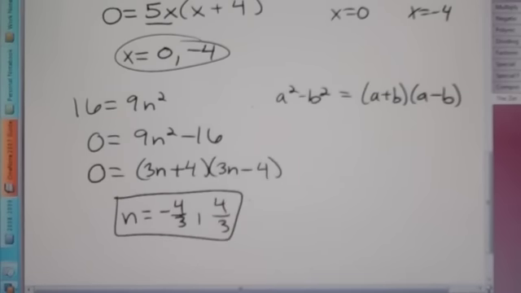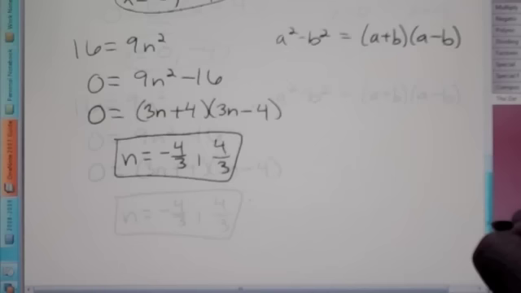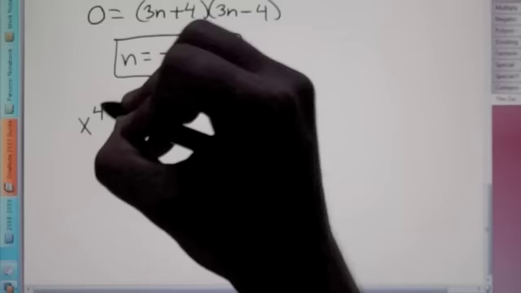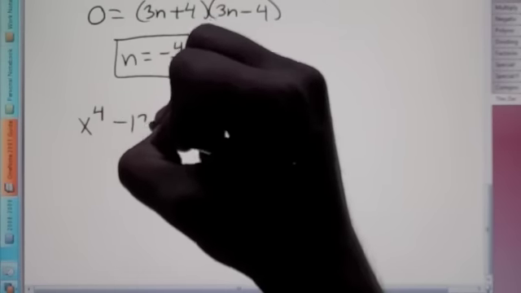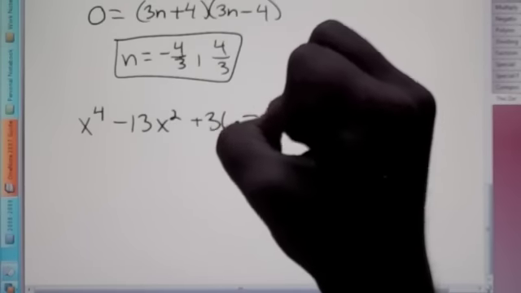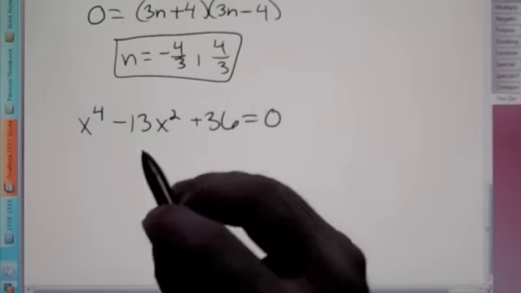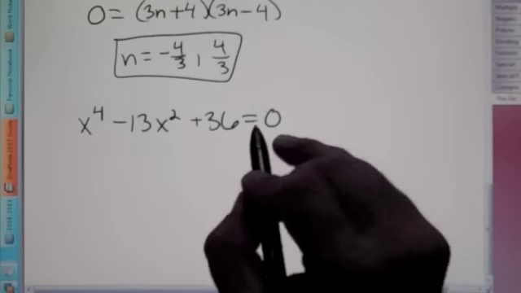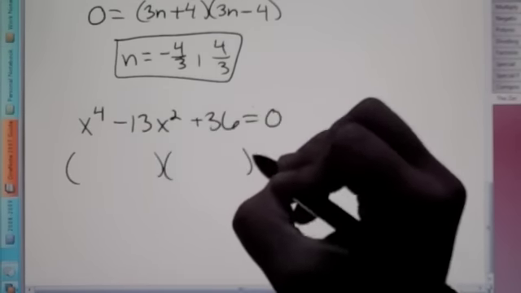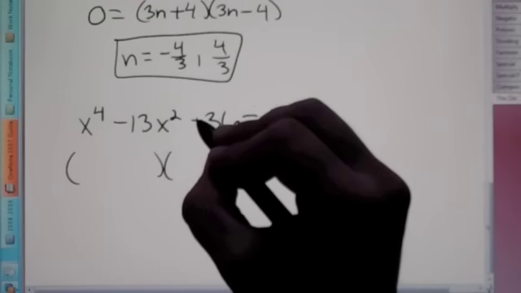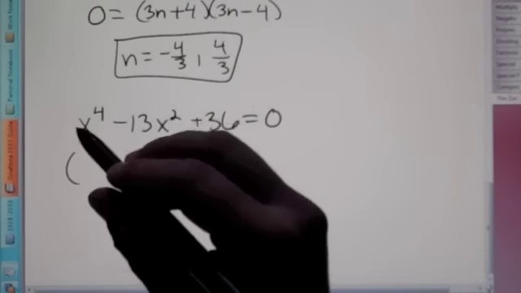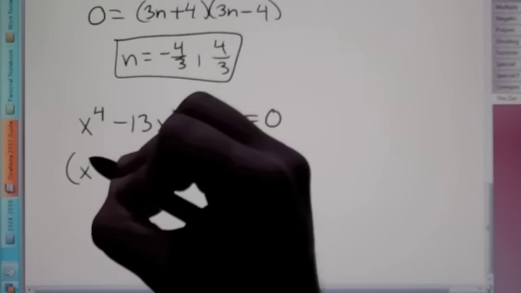Okay? And let's do one last problem. This one's going to actually have a few more answers. This says x to the fourth minus 13x squared plus 36 equals 0. So we can actually factor this into two parentheses. Well, we see a plus, that means same symbol, and a minus here, so both minus. The square root of x to the fourth is x squared.